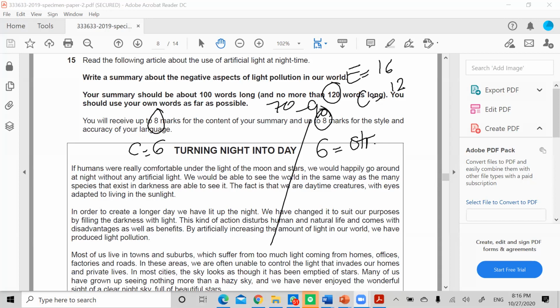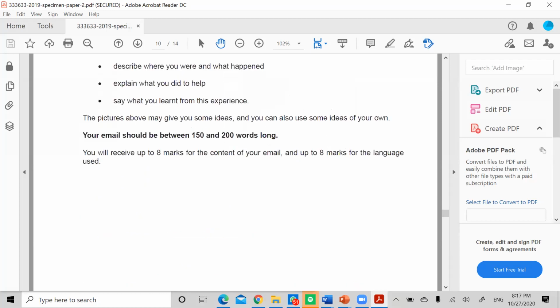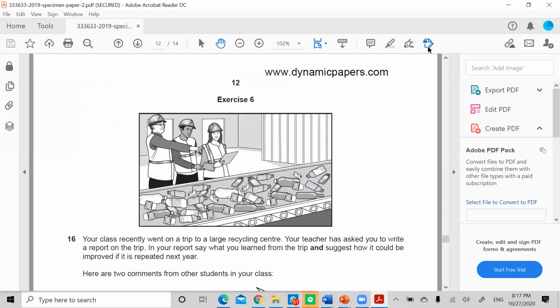Still exercise number 5, we are going to go through it. Exercise number 5 is another writing exercise, but it is the informal writing. You have to know what the difference is between formal and informal writing, and what types of informal writing we have. And then the last exercise is exercise 6, which is the formal writing.